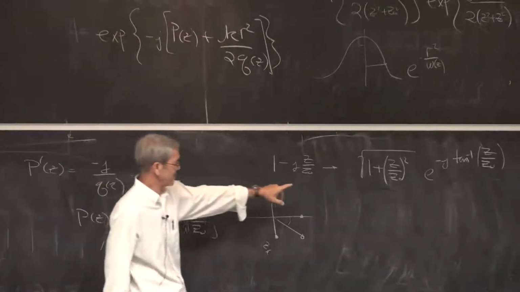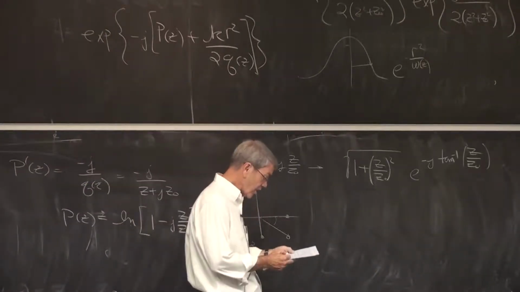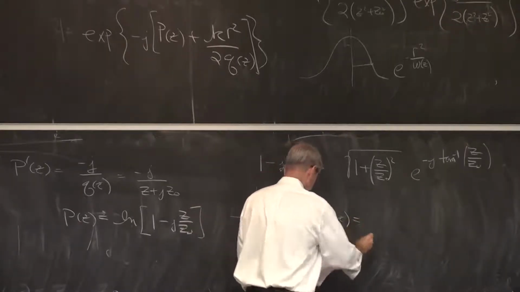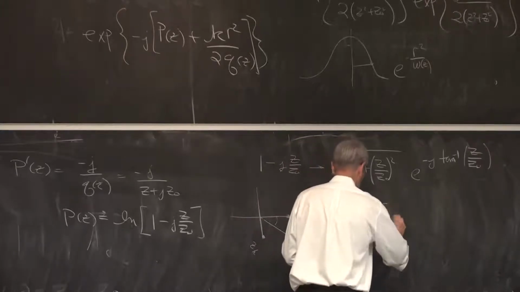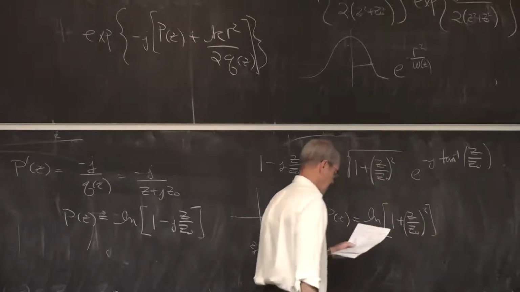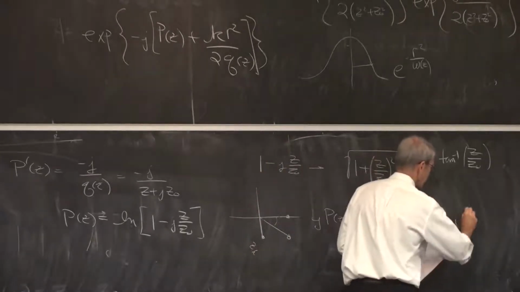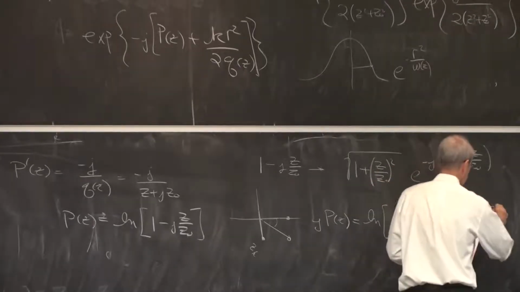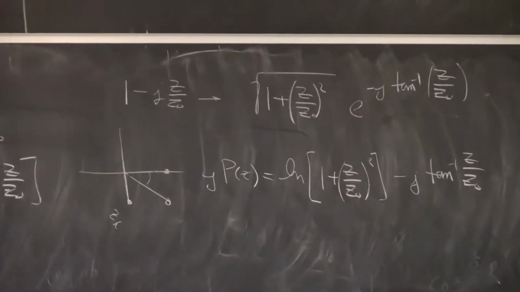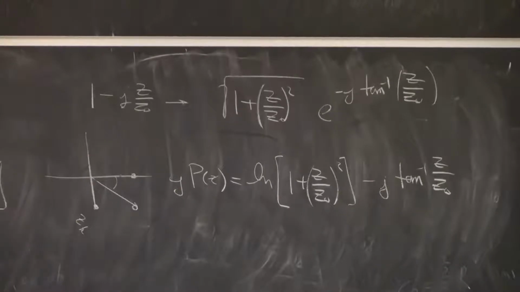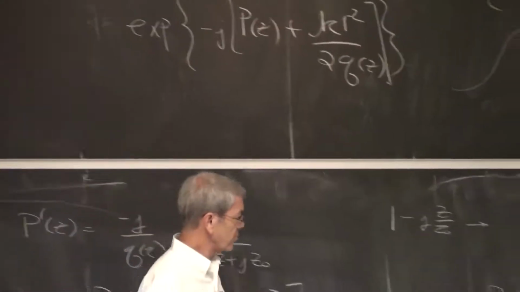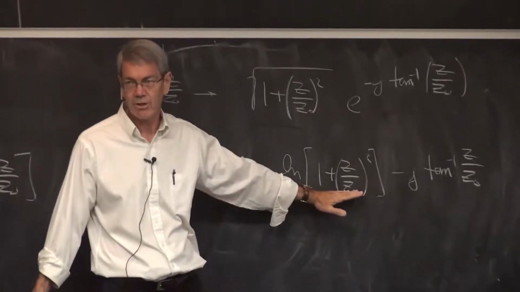So we're going to take the log of this thing, right? The log of that, I'll just write that, J P of Z is going to equal the log of 1 plus Z over Z naught squared minus J times the tan inverse of Z over Z naught. Now I want to take this and plug it into my phase term, my equation up here, and now it will be all done. This doesn't look like it means anything right now, but I'll explain it in just a moment.